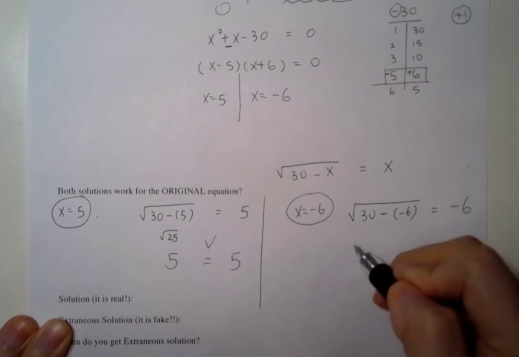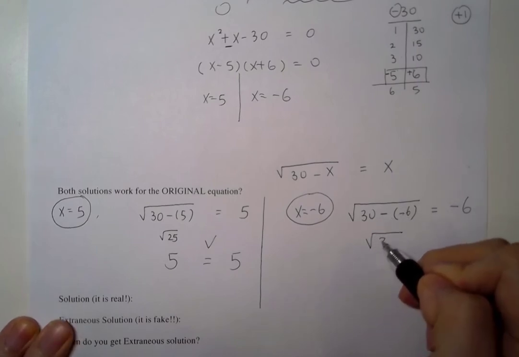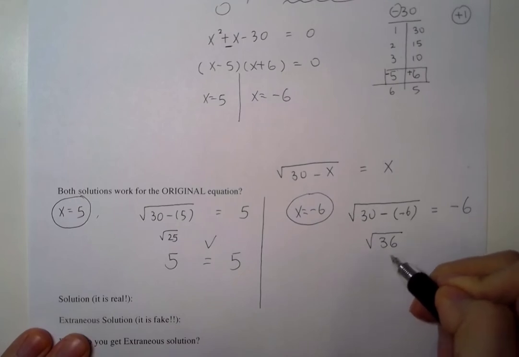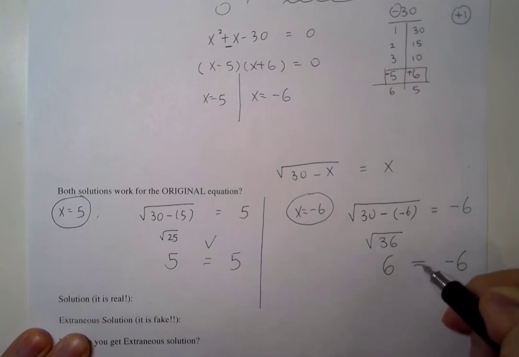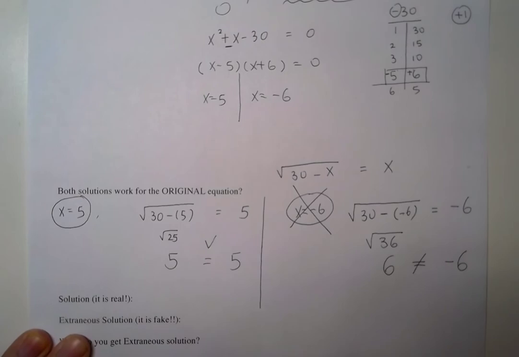So that is what? Negative turns to positive. So you get square root of 36, right? What's the square root of 36? That's 6. And what did you get on the right side? Negative 6, right? They are not equal. So this is not my solution. I know some of you will be questioning, oh, Ms. Hong, isn't that positive negative 6?